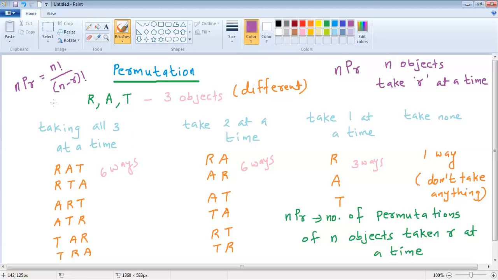So now we can use the formula. The derivation of this formula I will explain later. nPr means number of permutations.